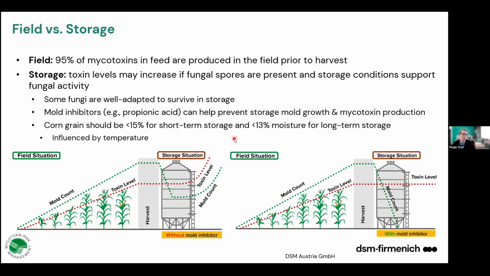Drying practices are really important on the grain side. Corn grain should be dried to less than 15% moisture for short-term storage. And if you plan to store those crops, those grains, dry materials for longer, they should be below 13% moisture to inhibit mold growth and the potential for contamination to continue.